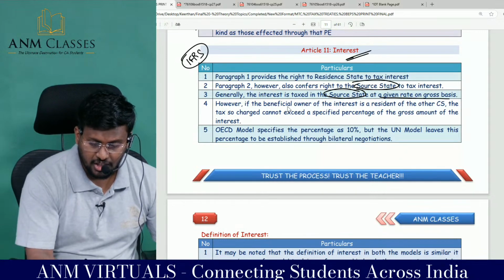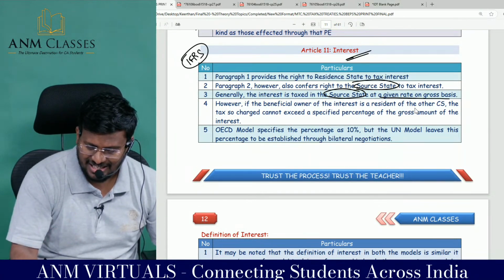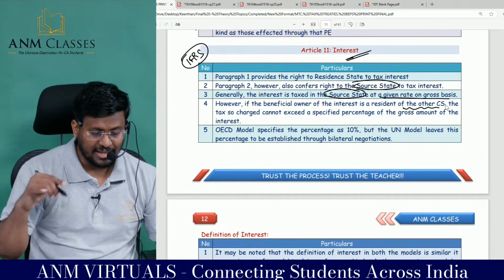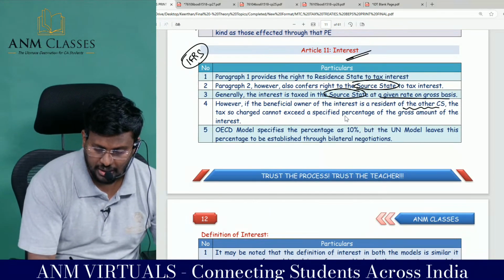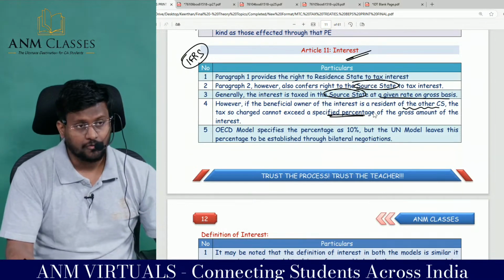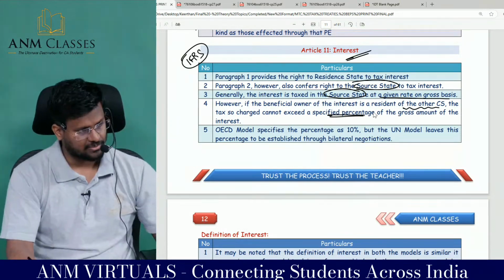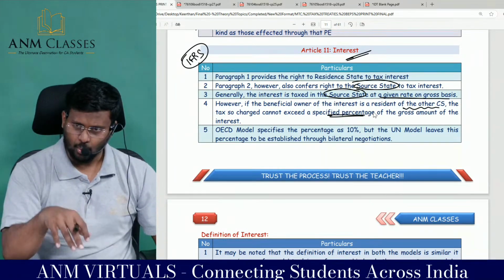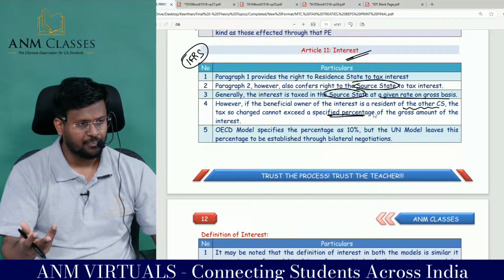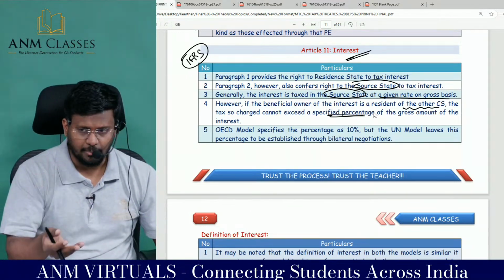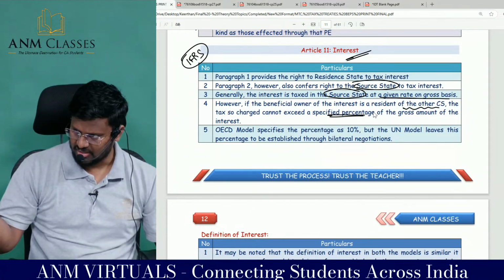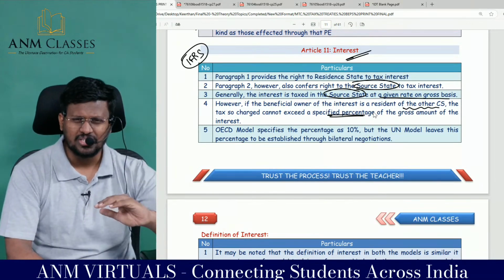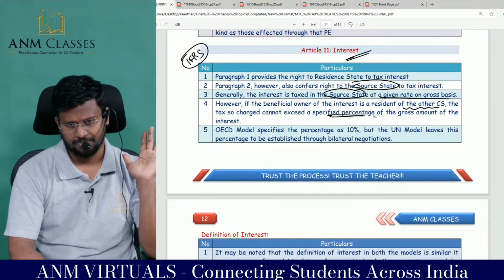However, if the beneficial owner of the interest is a resident of the other contracting state, the tax so charged cannot exceed a certain percentage of the gross amount of the interest. If the person who invested the amount is the beneficial owner, and is of the other contracting state, then you should not charge in the source state beyond a particular percentage when you are taxing.